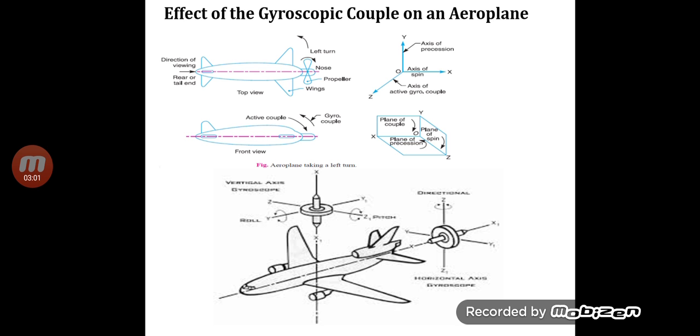The next diagram shows the three mutually perpendicular axes, the axis of rotation, the axis of spin, and the effect of that gyroscopic couple. The lower diagram shows three mutually perpendicular planes in which the action is taking place.